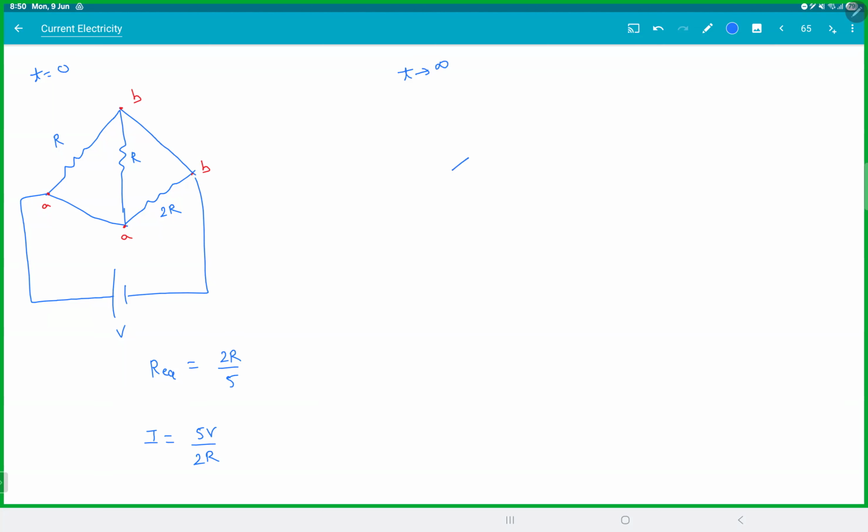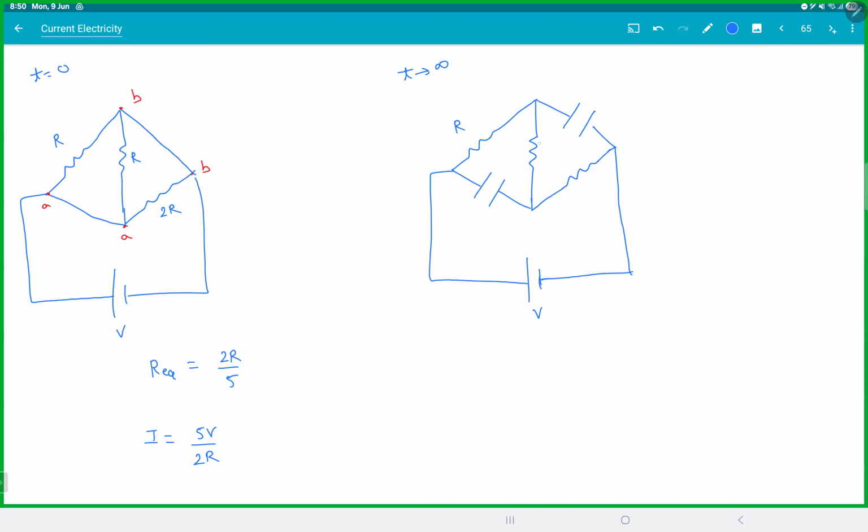At t infinity, finding the charges is a pretty good one. That is a difficult one. Most people can handle the current. The moment they ask charge, people struggle.